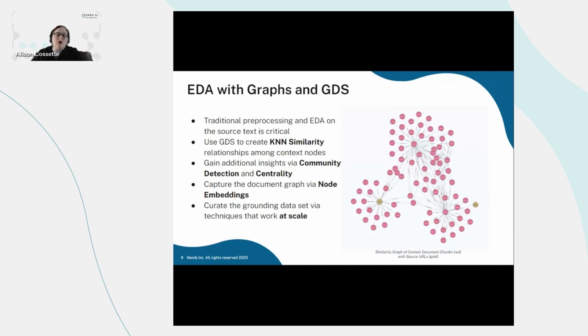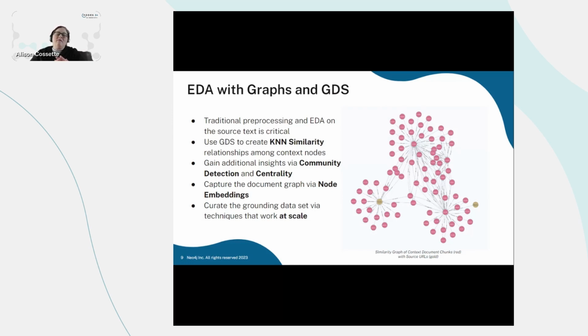So we already talked a little bit about the embeddings from the text, but just so that you know, if you're not aware, you can also do node embeddings. Node embeddings create a vector of the structure of the node and its relationships itself. So it's another tool that you can use. What's good about this is it allows you to curate the grounding data set for techniques that work at scale.